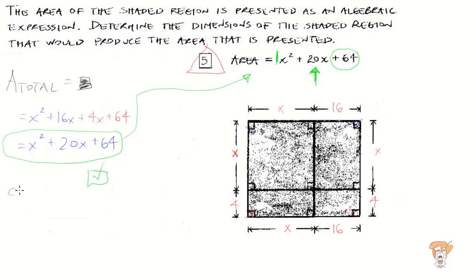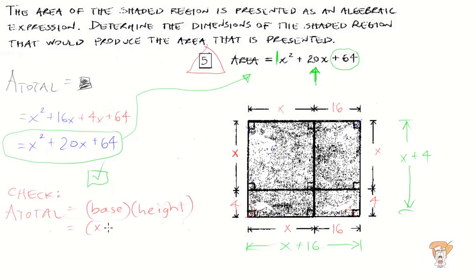We could check our answer algebraically. For the base of the entire shaded region, we could use the expression x plus 16, and to represent the height of the entire shaded region, we could use the expression x plus 4. The area of the entire shaded region could be found by multiplying the base times the height. The base is x plus 16 and the height is x plus 4. And again, our check is successful.